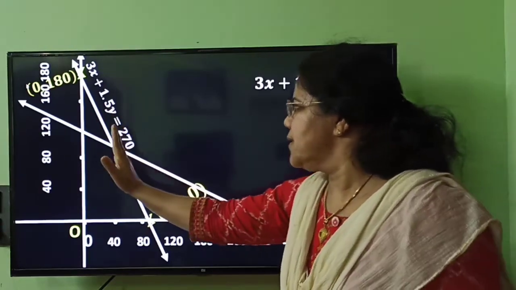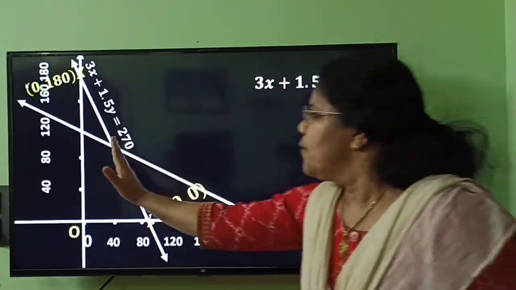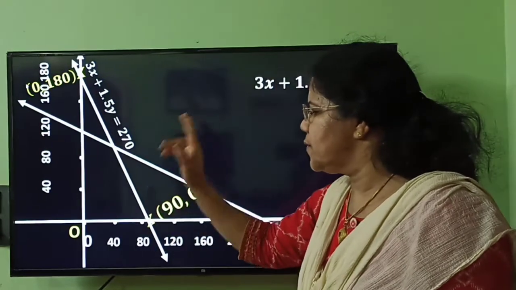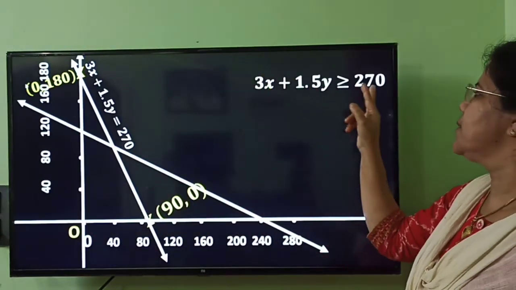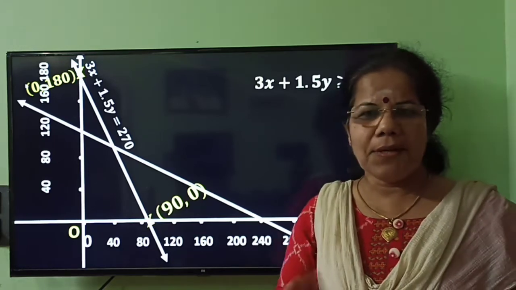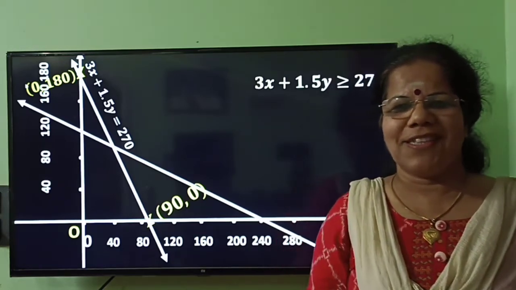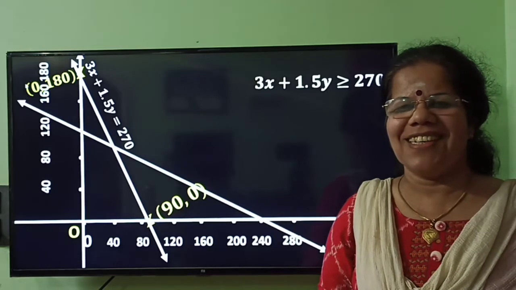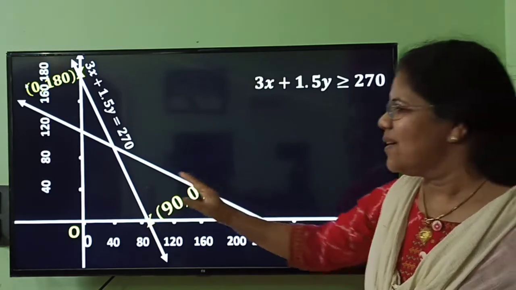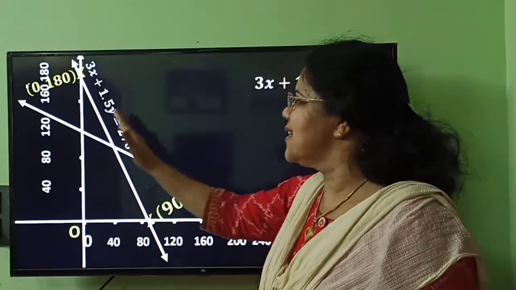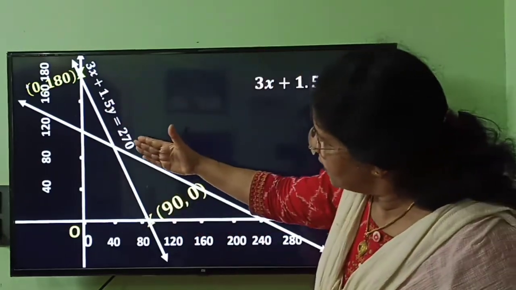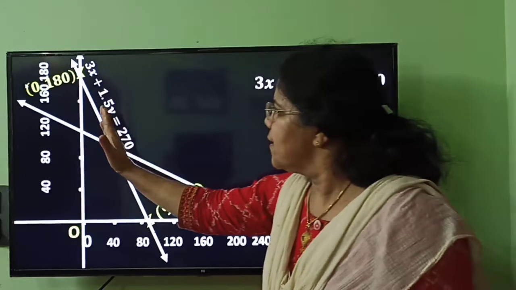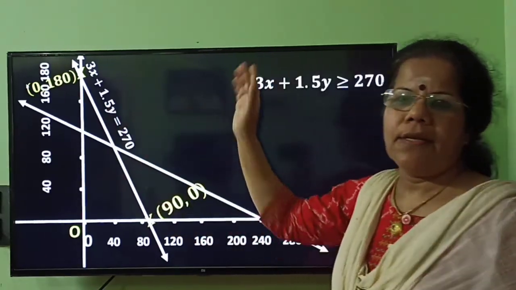3x plus 1.5, this is the new line. So one side and the other side, to decide the region, take the origin: x equal to 0, 0 plus 0 greater than 270? 0 is not greater than 270. 0 is less than 270. So we conclude the origin is not in the region. Origin is not in the region means this is our region. So in the previous case, above this line, now this is the region.